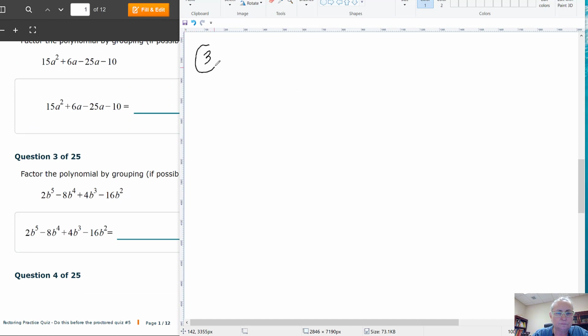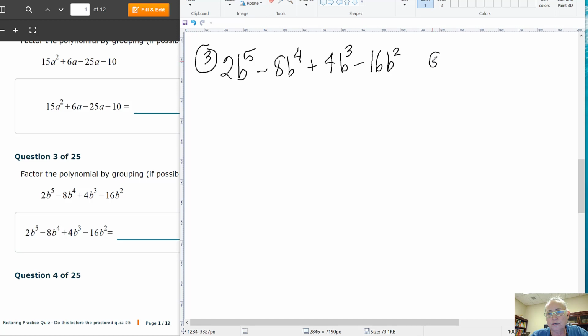I have 2b to the 5th minus 8b to the 4th plus 4b to the 3rd minus 16b to the 2nd. I always start with greatest common factor. And I notice this time that 2 will divide into all of these. And look, they all have at least b squared. So I'm going to take out 2b squared.